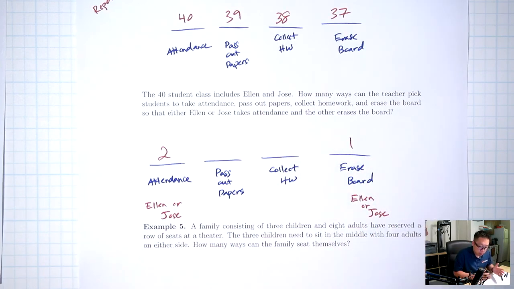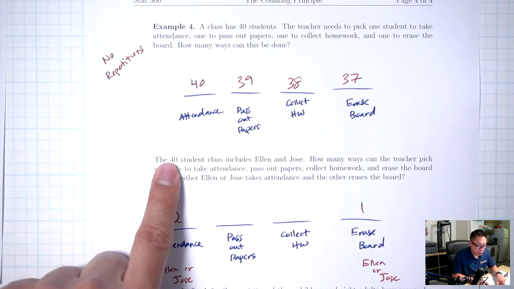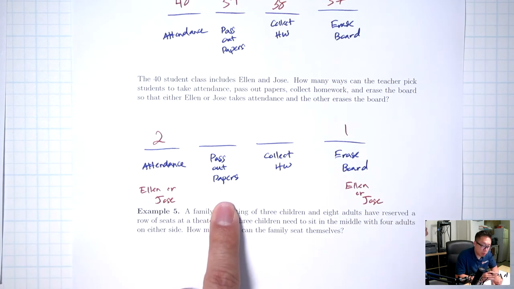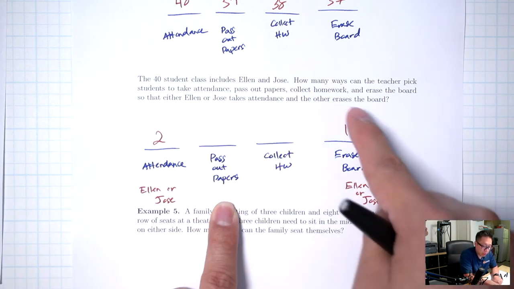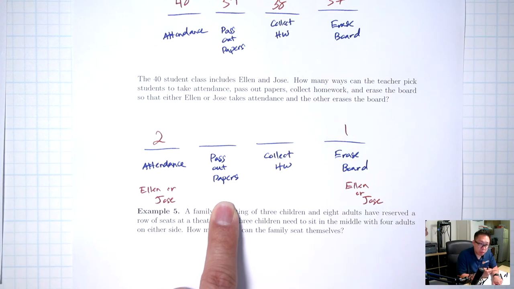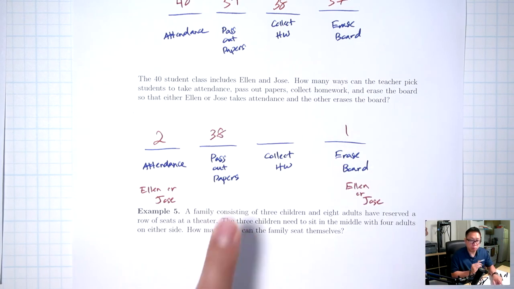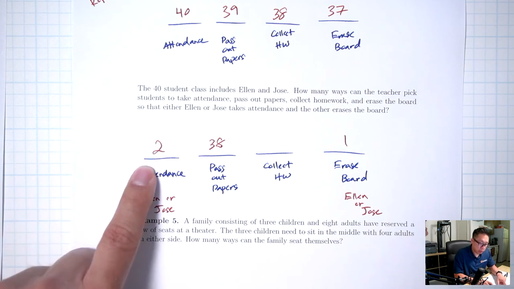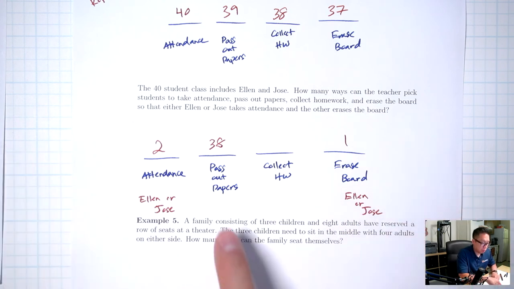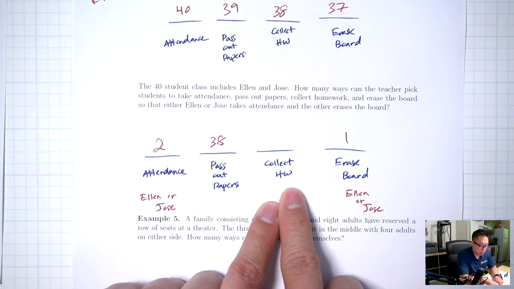For the blanks in the middle, I have no restrictions, right? Normally, it would be the 40 total in the class, right? But because we're talking about people, repetitions are not allowed. I already used two people for the first blank and the second blank. So now I'm down to 38. Okay, and that's, once again, because I have 40 people total, but I chose one person for the first blank already and one person for the second blank already. In other words, Ellen and Jose are out, which means there are 38 people left. And then for this last blank, I should be down again to 37.